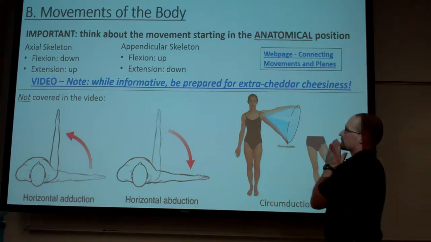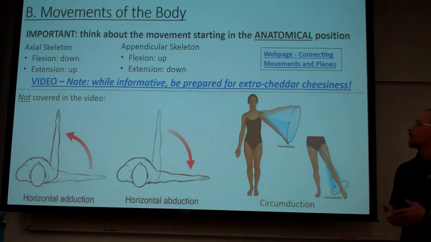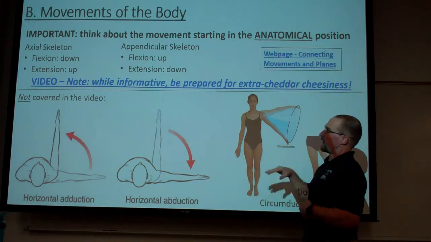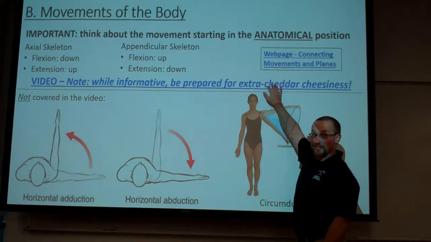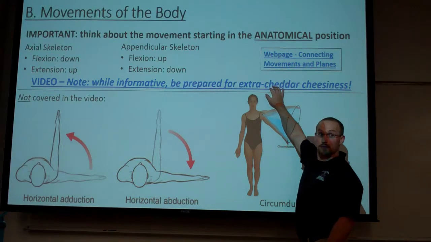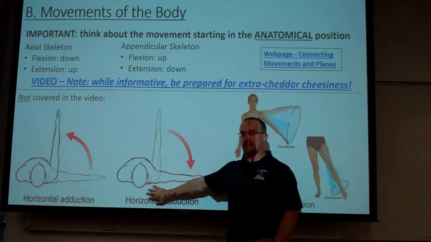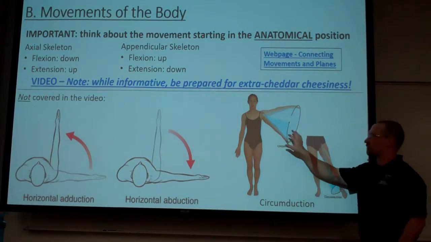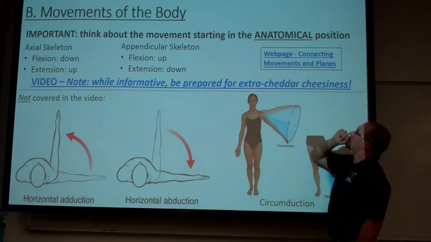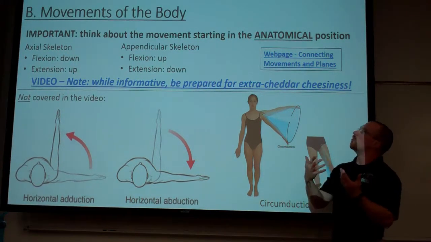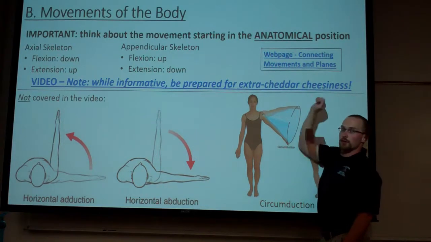Movements of the body. I think the easiest way to do this is if I demonstrate it myself. But a couple things. One, this video, while it's extra cheddar cheesy, does a really good job of explaining most of the movements. It doesn't go through horizontal abduction and adduction, and it doesn't go through circumduction, but it's a good resource. Additionally, if you have trouble connecting the movements with the planes that they occur in, this webpage might be useful for you.